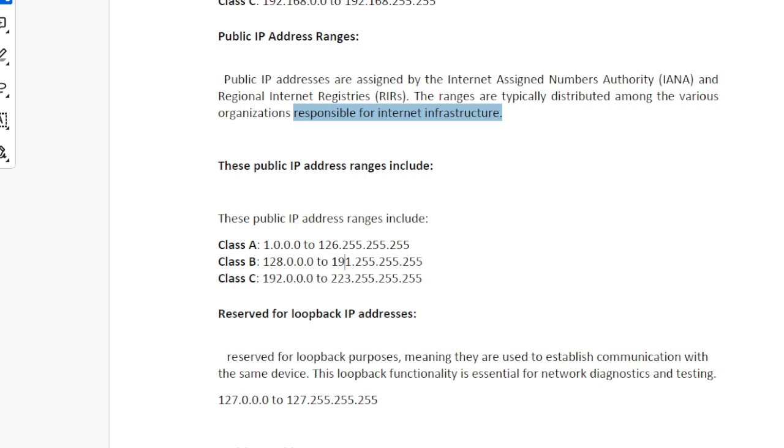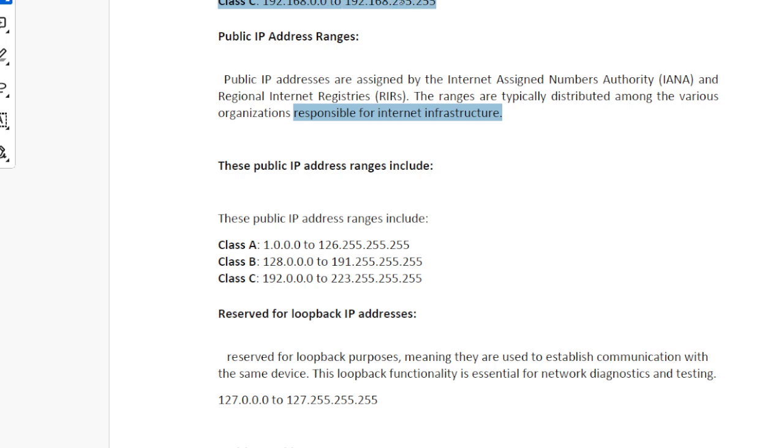As you remember from the private IP address ranges, 192.168 is already used by class C, so maybe that's why this range ended up with 191.255.255.255. It means that this is the last IP available in this range. And class C starts from 192.0.0.0 to 223.255.255.255.